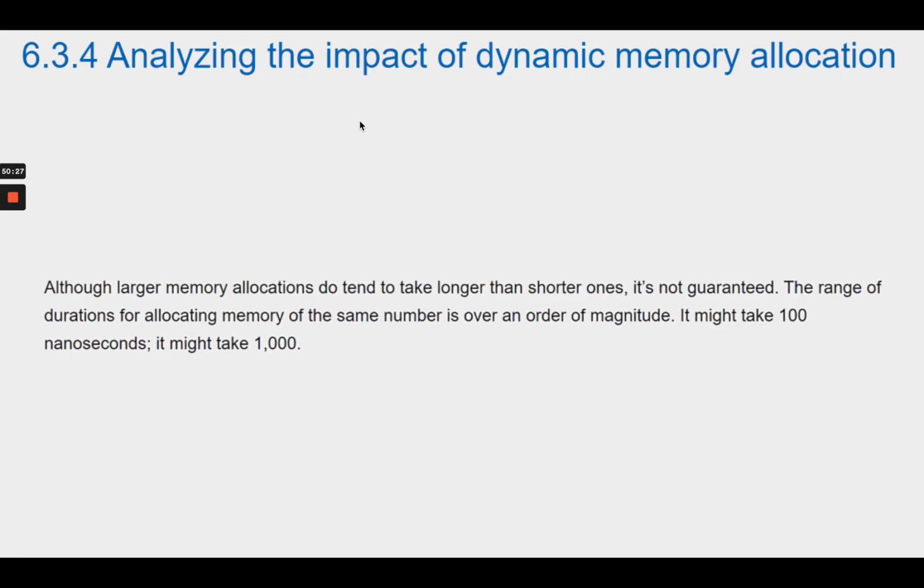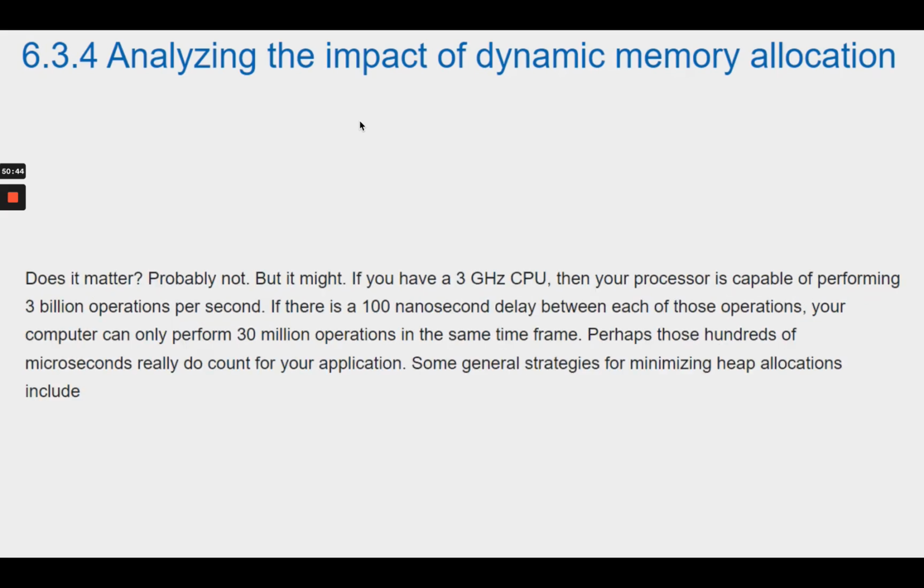Although larger memory allocations do tend to take longer than shorter ones, it's not guaranteed. The range of durations for allocating memory of the same number is over an order of magnitude. It might take 100 nanoseconds, it might take 1,000. Does it matter? Probably not, but it might.